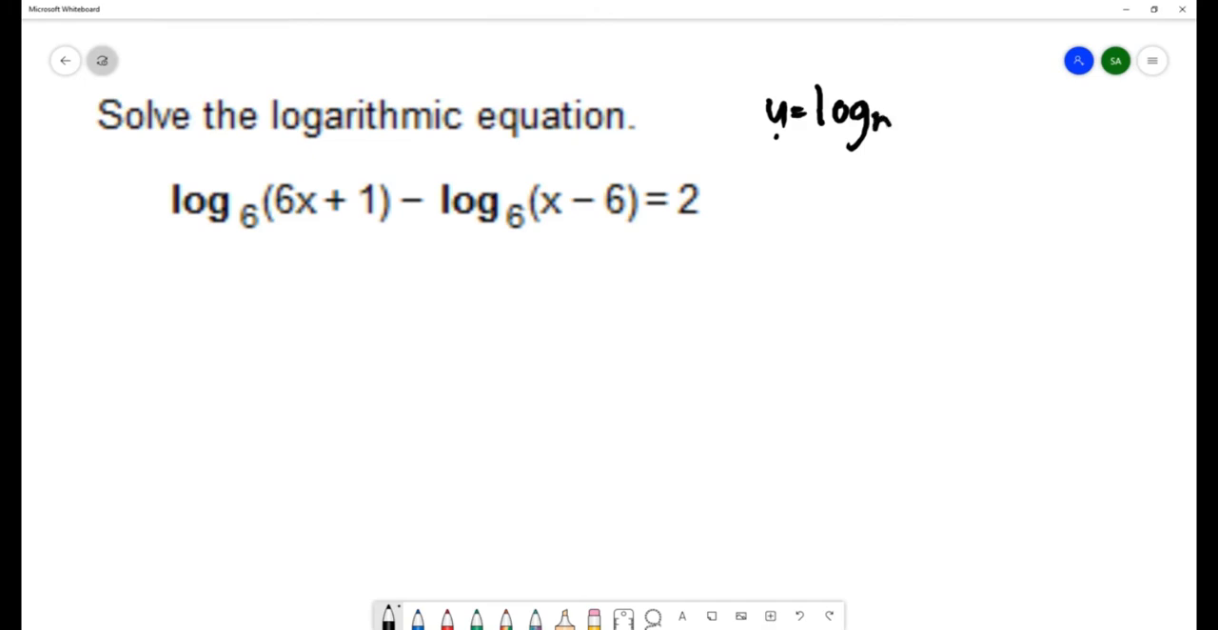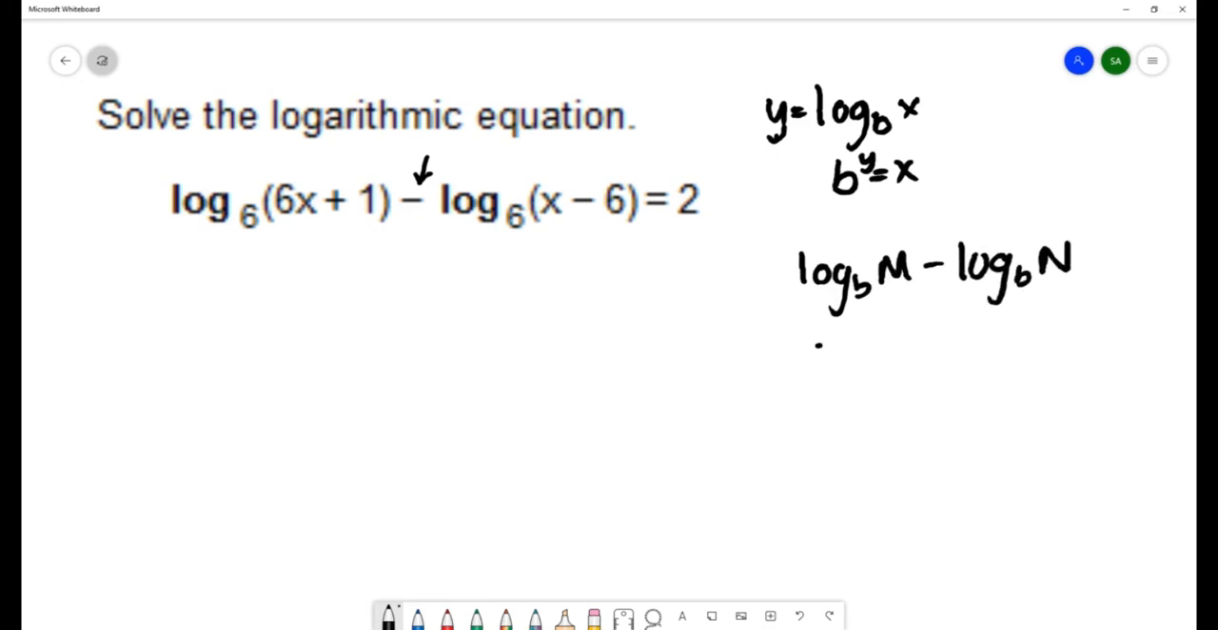y equals log base b of x can be converted to an exponential by doing b to the y equals x. I also notice that I have multiple logs, so I'm going to need to condense them, and I see this subtraction here, so this time I'm going to condense with the quotient rule. The quotient rule looks like this. If you have log base b of m minus log base b of n, you would condense to a single log by using division or a quotient. That's log base b of m over n.